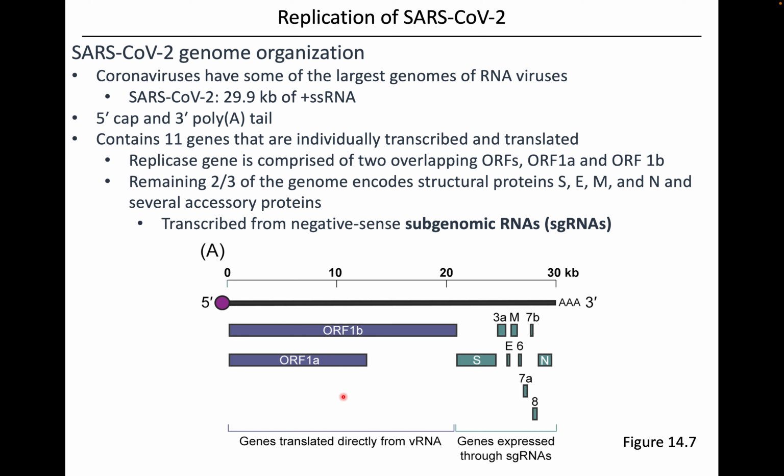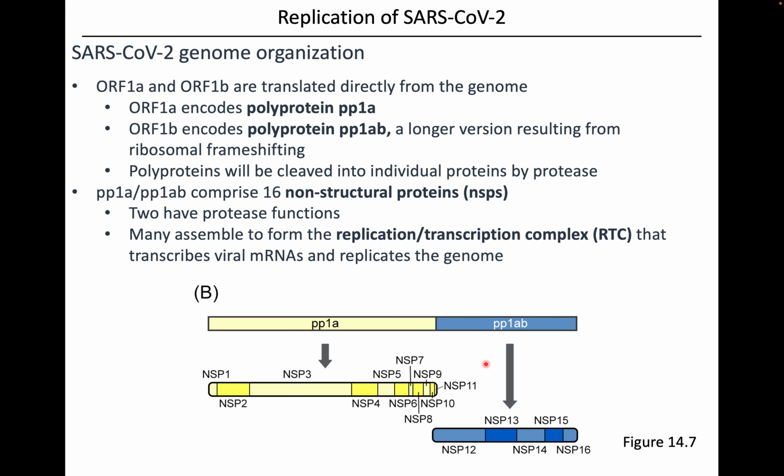But you'll notice here, from looking at the image below, you have this ORF, open reading frame, 1B, 1A. Those are going to get directly translated, right, as soon as the viral RNA is inside the host cell. Some of these others that you see over here are going to get expressed through those subgenomic RNAs that I'll come back to.